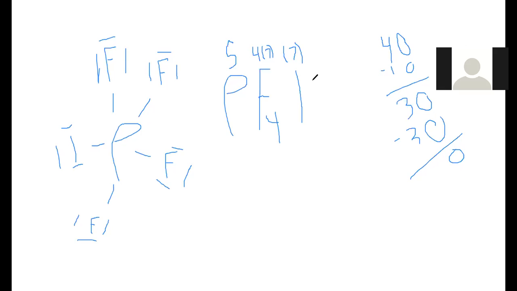So phosphorus has more than 8 electrons. It has 5 bonds, right, Khalil? This one, this one, this one, this one, and this one. It has 5 bonds. Each bond has 2 electrons. Those electrons are shared. So in effect, phosphorus has 10 electrons around it. Okay. It is allowed, Khalil.